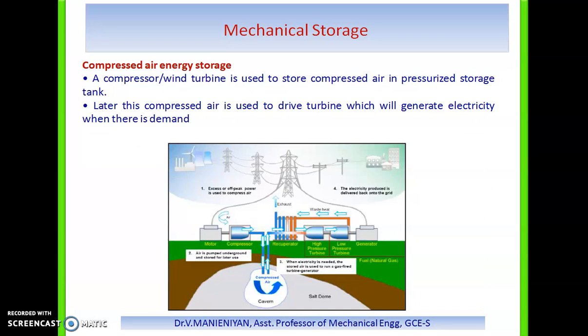The next one is the compressed air storage system. Another alternative for storing energy in a future electric storage system is to store the energy in the volume of compressed air. A wind turbine, for example, could directly pump air into an available pressurized storage tank.